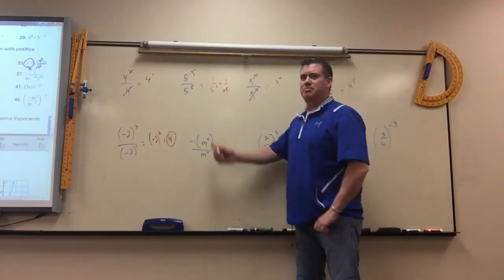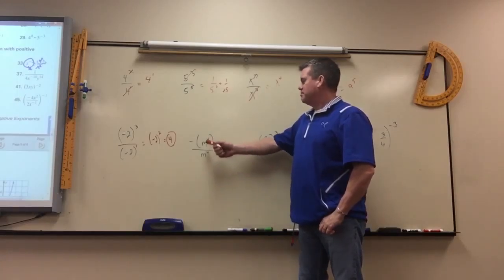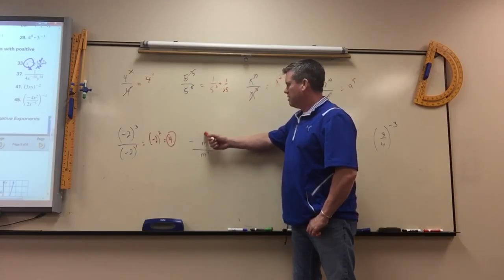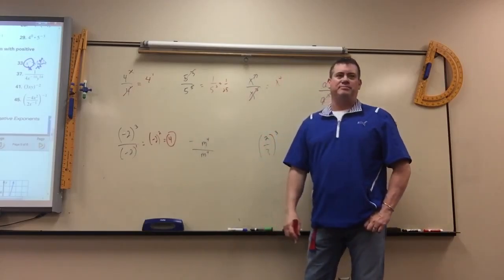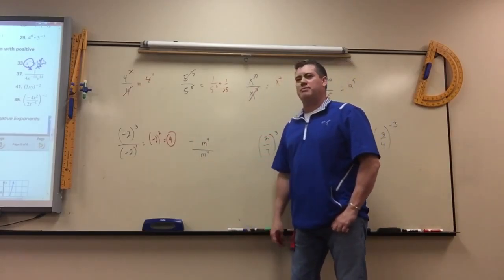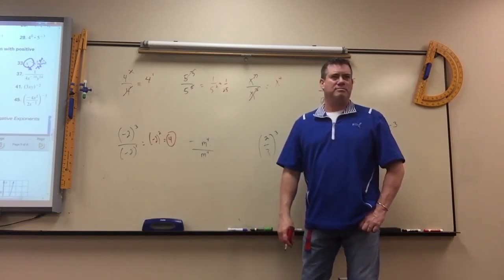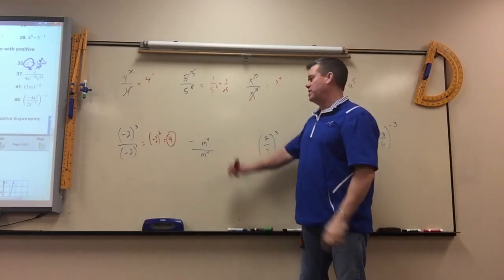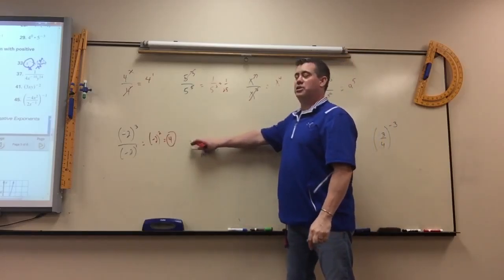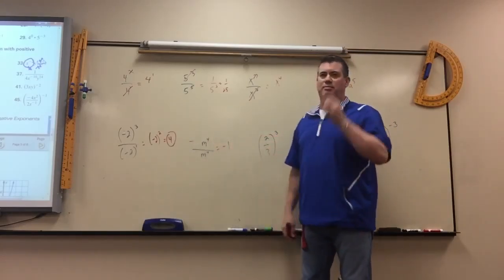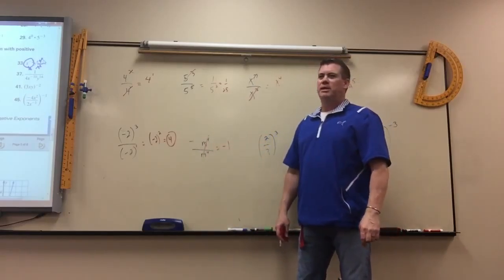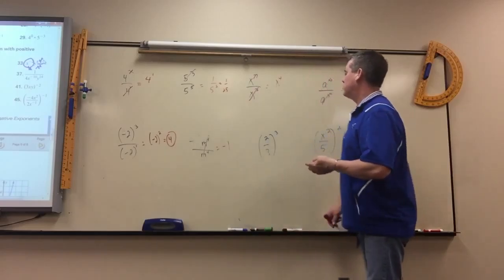This one, it's in parentheses, but the negative is just there. So you keep it. You don't even need the parentheses there. So what happens when you got m to the 4th over m to the 4th? Anything over itself is always 1, and there's still a negative, so it's -1. Because they cancel each other out, right? They don't make 0, they make 1.